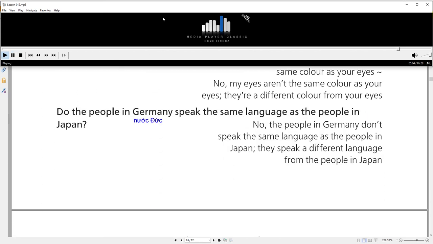Do the people in Germany speak the same language as the people in Japan? No, the people in Germany don't speak the same language as the people in Japan. They speak a different language from the people in Japan.